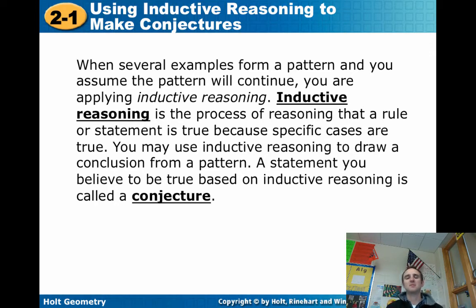So this is basically saying that a rule has to be true or a statement has to be true because of what we've seen in the past, because of the specific cases that we've seen in the past. So all of those patterns that we did, that was inductive reasoning because we used what we saw in the past and we assumed that the pattern will continue. That is inductive reasoning. So the statement we believe to be true based on inductive reasoning is called a conjecture. It's like a theory. It's because of everything that I've seen, this is what I believe to be true.